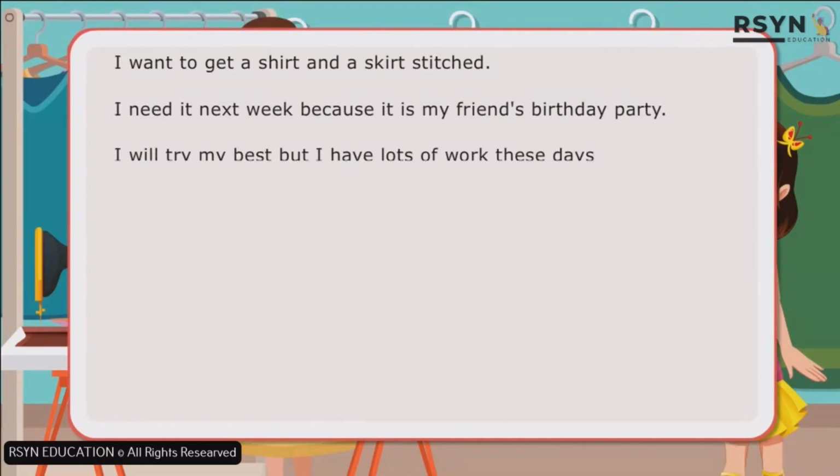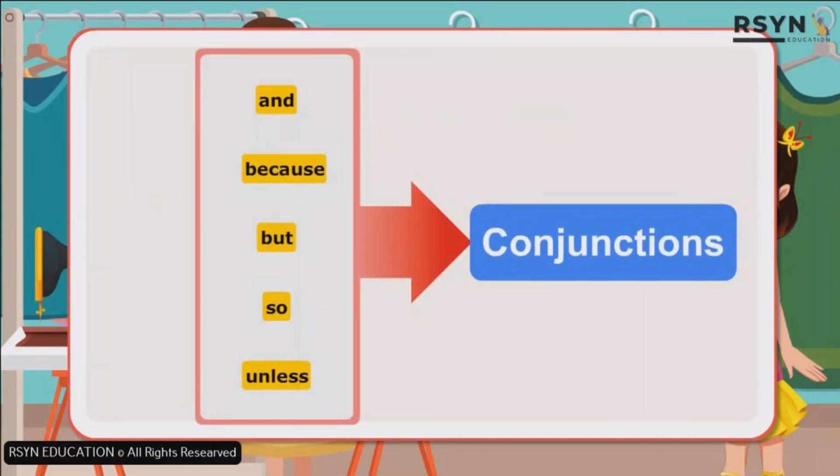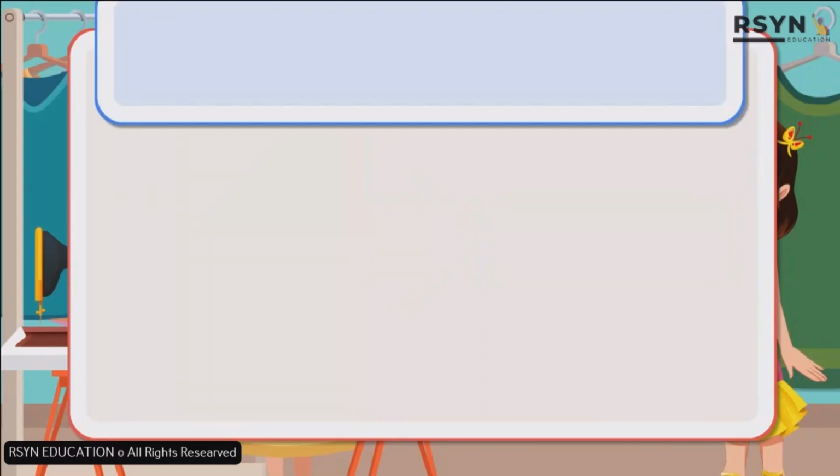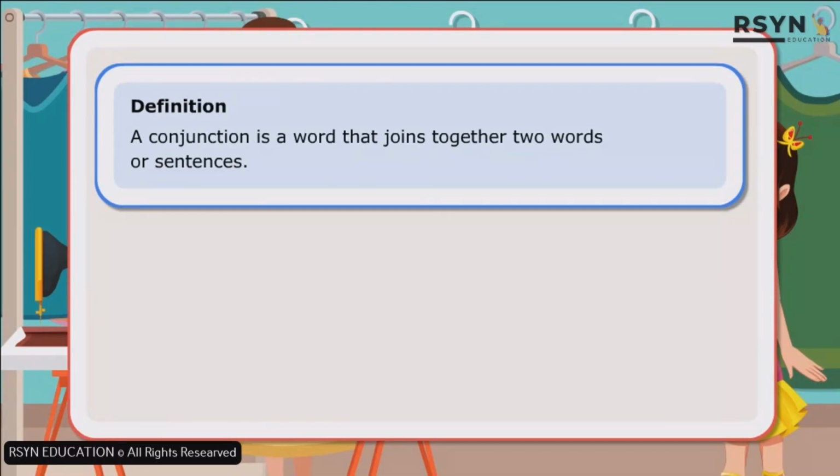In the dialogues, the girl and the tailor have used words that join two words or sentences together. The words and, because, but, so, unless are examples of conjunctions. Definition. A conjunction is a word that joins together two words or sentences. Let us look at few sentences.